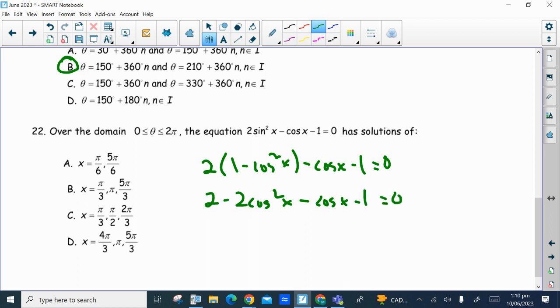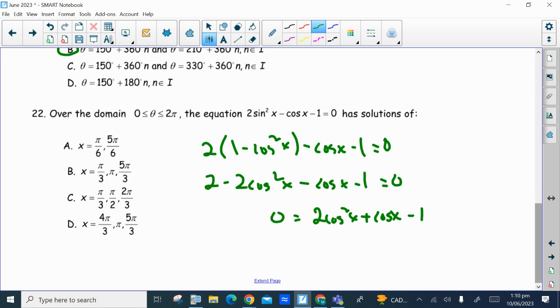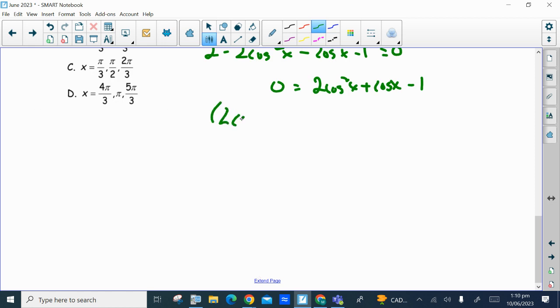I'll move everything over to the right side to make the 2 cos squared x positive. I'm going to add cos x as well to both sides. On the left side, 2 minus 1 is 1. It's a positive 1 on the left, which will make it a negative 1 on the right. So we want to solve this by factoring. And I'll have to be a plus 1 there and a minus 1 there, so we get our positive 1 cos x in the middle. Our solutions will come when each factor equals 0.